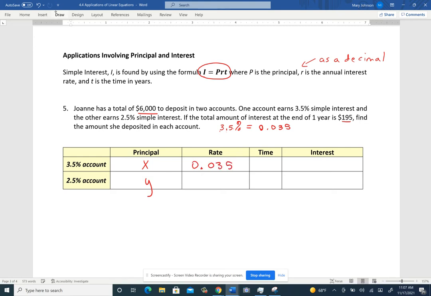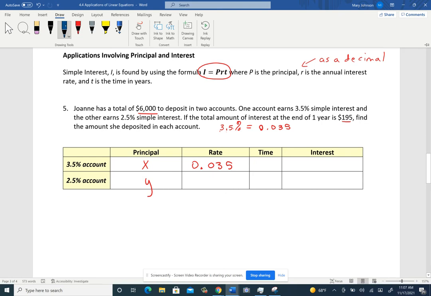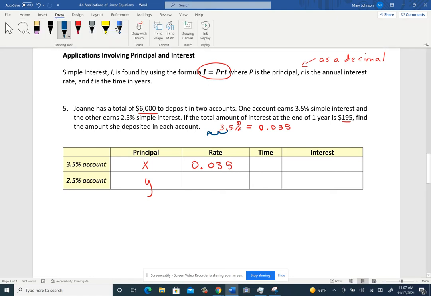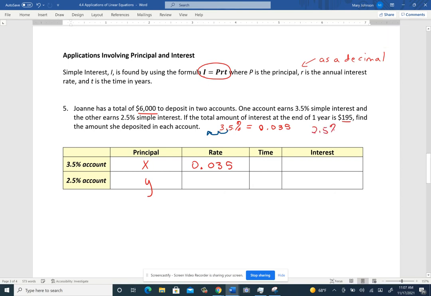The idea, what you do to convert from percent to decimal, since you're dividing by 100, it moves the decimal 2 places to the left. Okay, so we wind up with 2.5% would equal 0.025, and we put that right here.